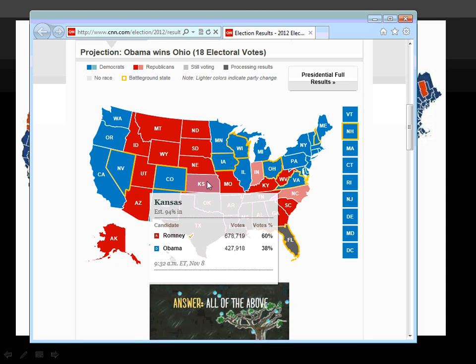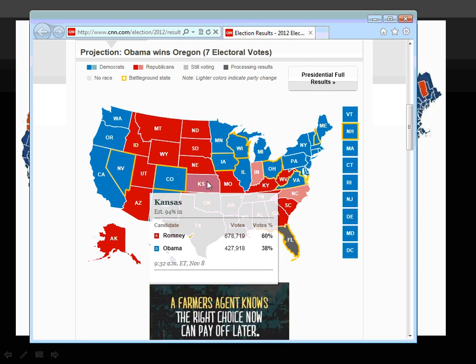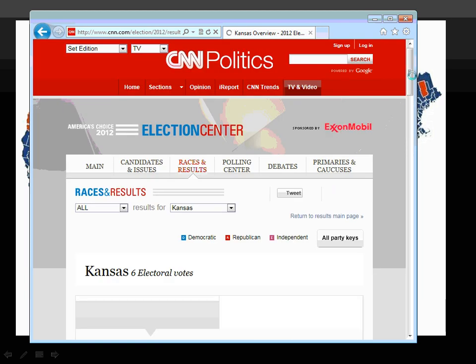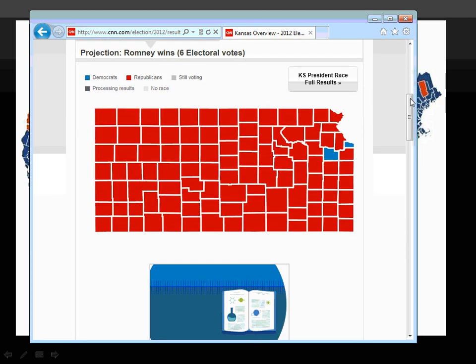Romney got 678,000, Obama got 427,000, so just over a million, 1,100,000 or so votes. 1,100,000 votes from Kansas. Now, Kansas population is closer to 3 million. Obviously, half of those people have not participated in the election. But a 60% to 38% in Kansas. Let's take a look even closer. So let's look at Kansas and the counties by county.